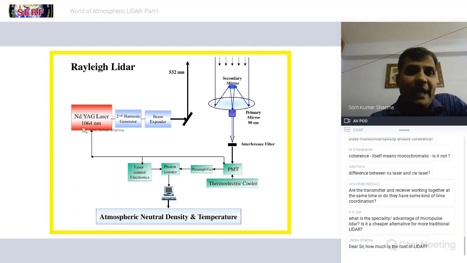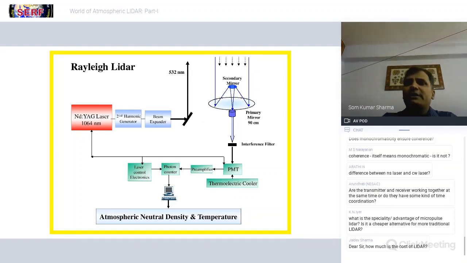Here you see the Nd:YAG laser, whose fundamental wavelength is 1064. We generate the second harmonic. We operate with the second harmonic generator, which doubles the frequency and halves the wavelength. So 532 nanometer, and we are using the beam expander.